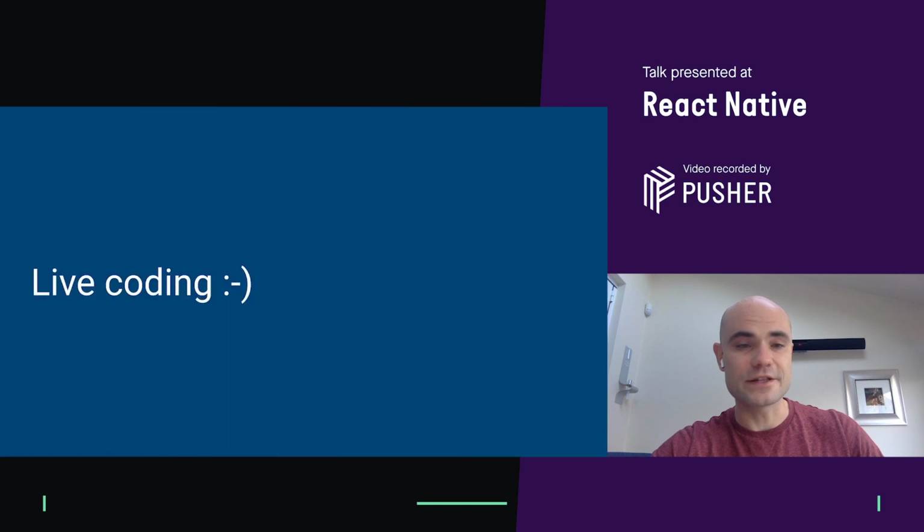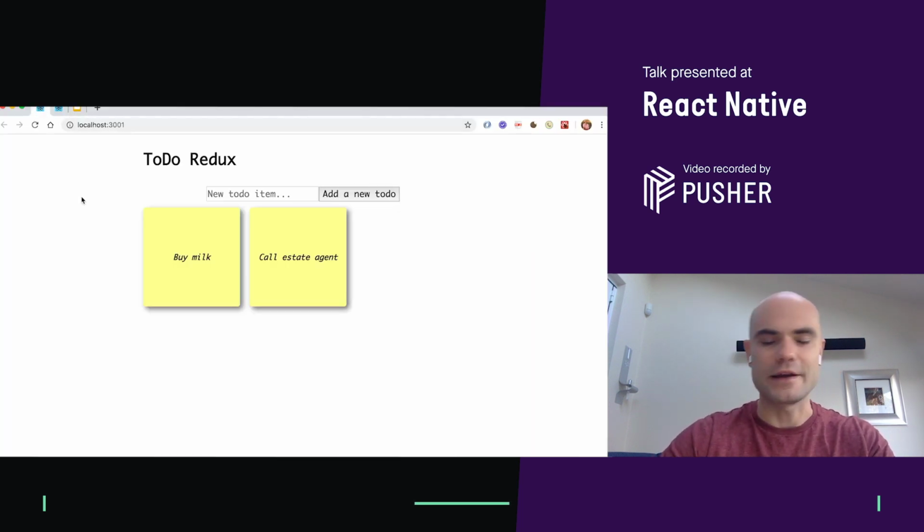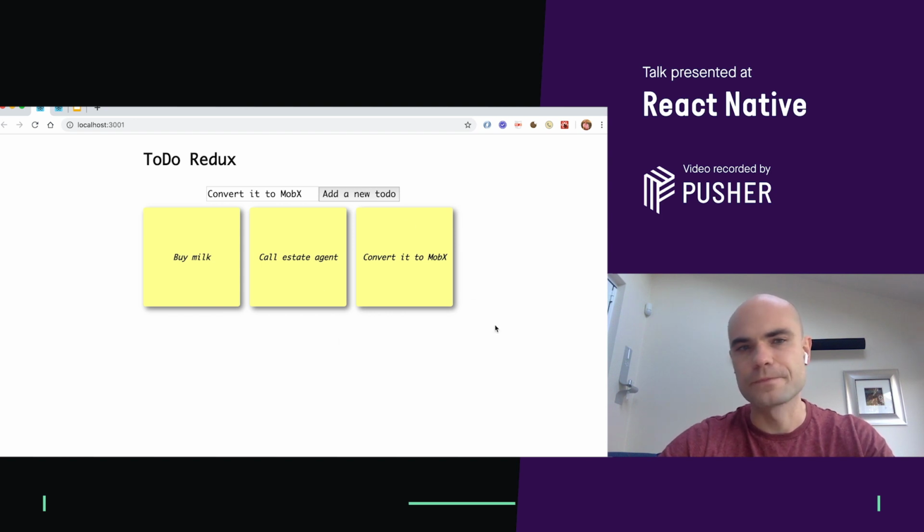And at this stage, we'll proceed to some live coding. I'm going to demonstrate to you a simple app I created with React and Redux. It's another to-do app. It shows to-do items, and it allows you to add a new one. For example, we can add an item called convert it to MobX, and it will appear on our screen.